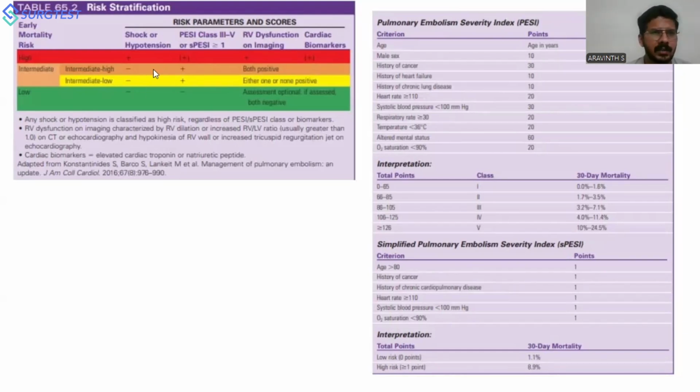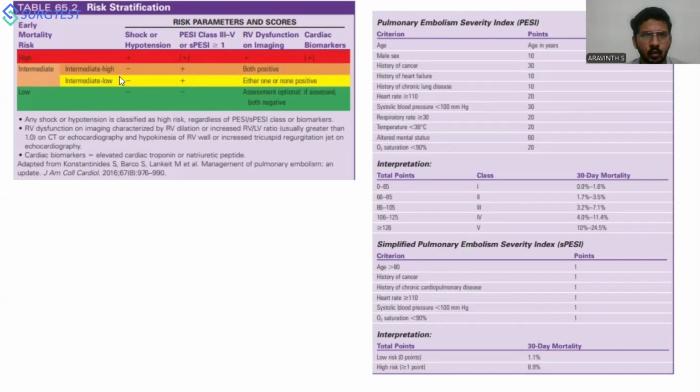Similarly, you have changes as far as intermediate and low risks are concerned. As far as low risk is concerned, once you have no shock and PESI class is less than or equal to 3 or 4 and score is less than 1, you don't have to assess further. So these patients are just low risk patients. The intermediate risk is where you often have a treatment or management dilemma, because these patients often fall into an intermediate high category or an intermediate low category.